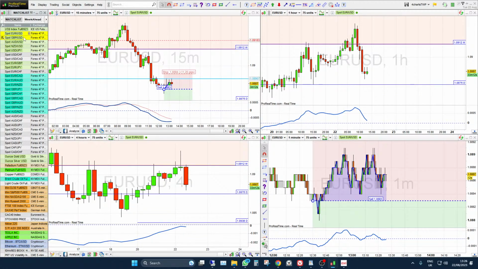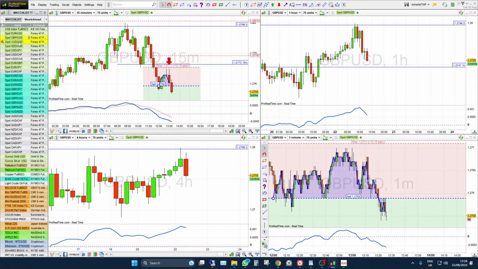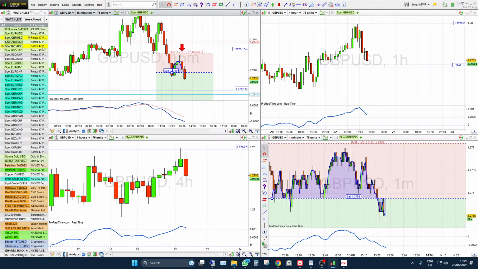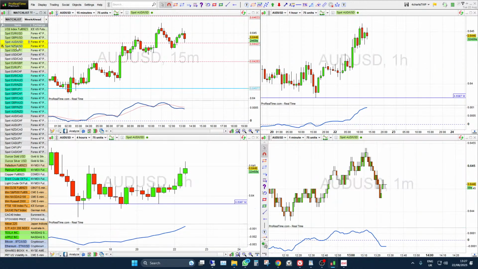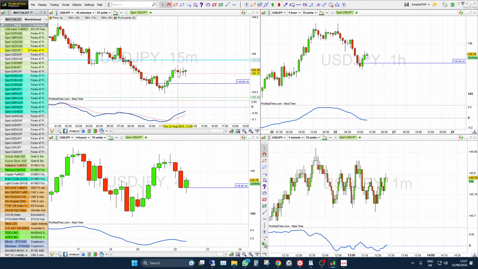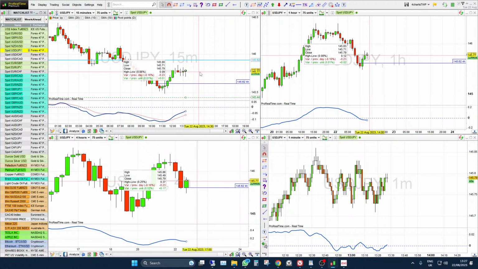So we look at euro dollar, trying to see what happens here. We're looking for a bearish big red candle. Sterling has done it already, so sterling is moving lower. Aussie dollar is trying to move lower. Kiwi dollar is potentially moving lower. Dollar yen, see how it's potentially looking bullish. I don't trust this. It doesn't mean it can't go down. Could dollar yen also go down? It could.